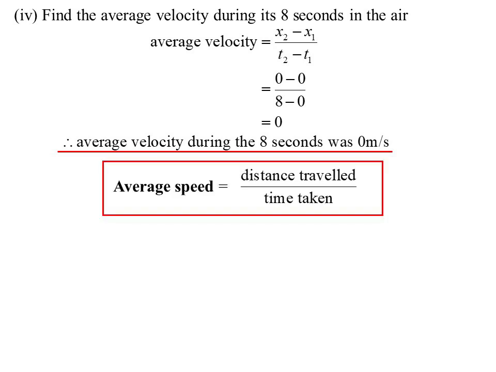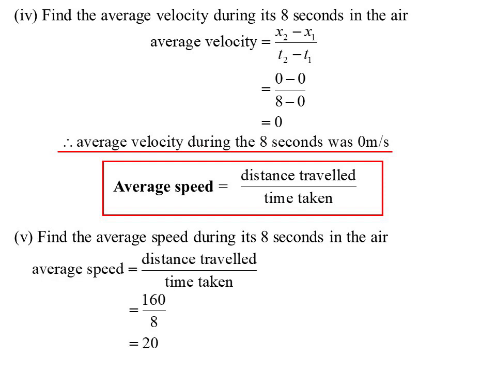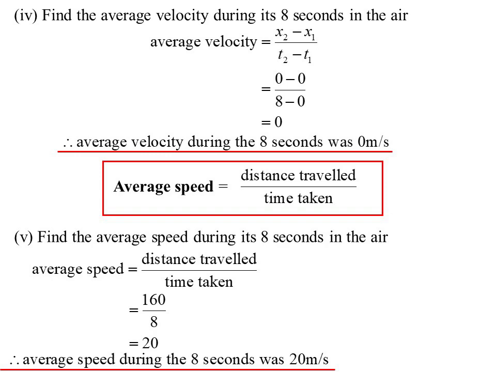Average speed, as opposed to average velocity then, is distance over time, that formula we're so familiar with. So when we're working out speed, we use distance. When we're working out velocity, we use displacement. Now if I find the average speed during the 8 seconds, now we'll come up with a number. Distance over time, well, it's 20. So we're averaging 20 metres per second during that whole journey.